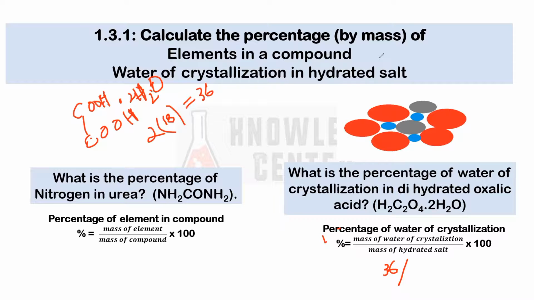Now, what is the total mass of oxalic acid? How do we know? We have to calculate by the traditional method of calculating formula mass and molecular mass. So I'm going to use it again. How many carbon are there? There are two carbons, so I'm going to multiply 12 by 2. How many oxygen are there? 2 plus 2, 4. So I'm going to multiply 16 by 4 because mass of oxygen is 16. How many hydrogen are there? There are two hydrogen, so I'm going to multiply 1 by 2, right?